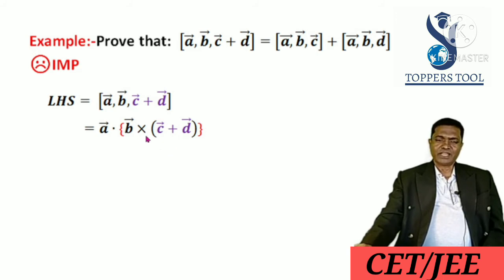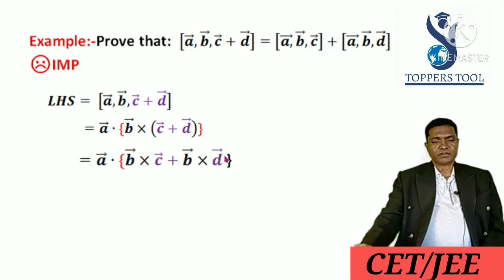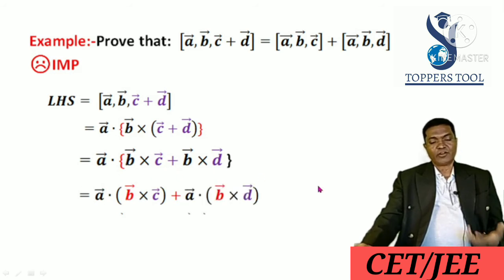Okay, now you can apply the cross product, distribute this cross product over the addition in the distributive model. So you can distribute this: B cross vector C plus B cross vector D. Now further you can distribute the dot over the addition. So A dot of vector B cross C plus vector A dot of vector B cross D.